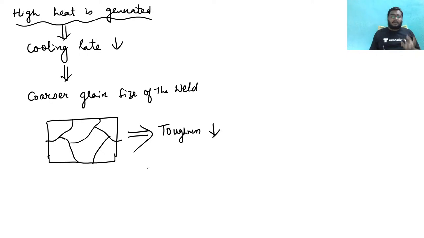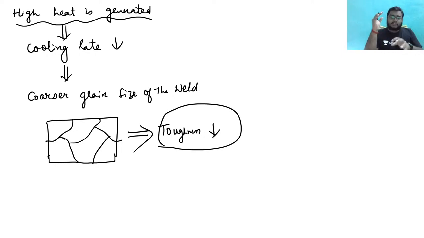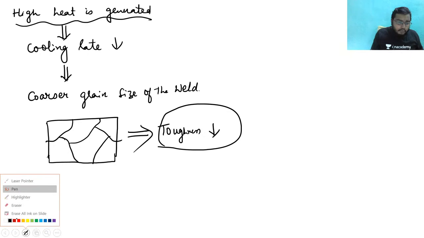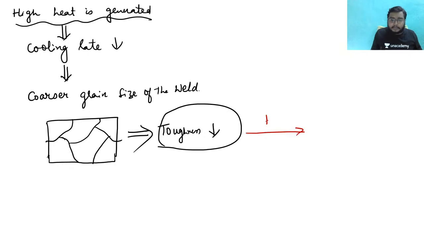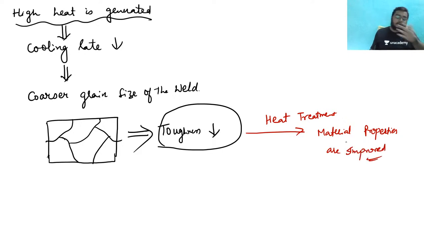So basically, generally after doing the electroslag welding, we perform heat treatment process such as normalizing like things to improve the material properties. So material properties are improved, such as toughness and these things. So I hope you got this idea.